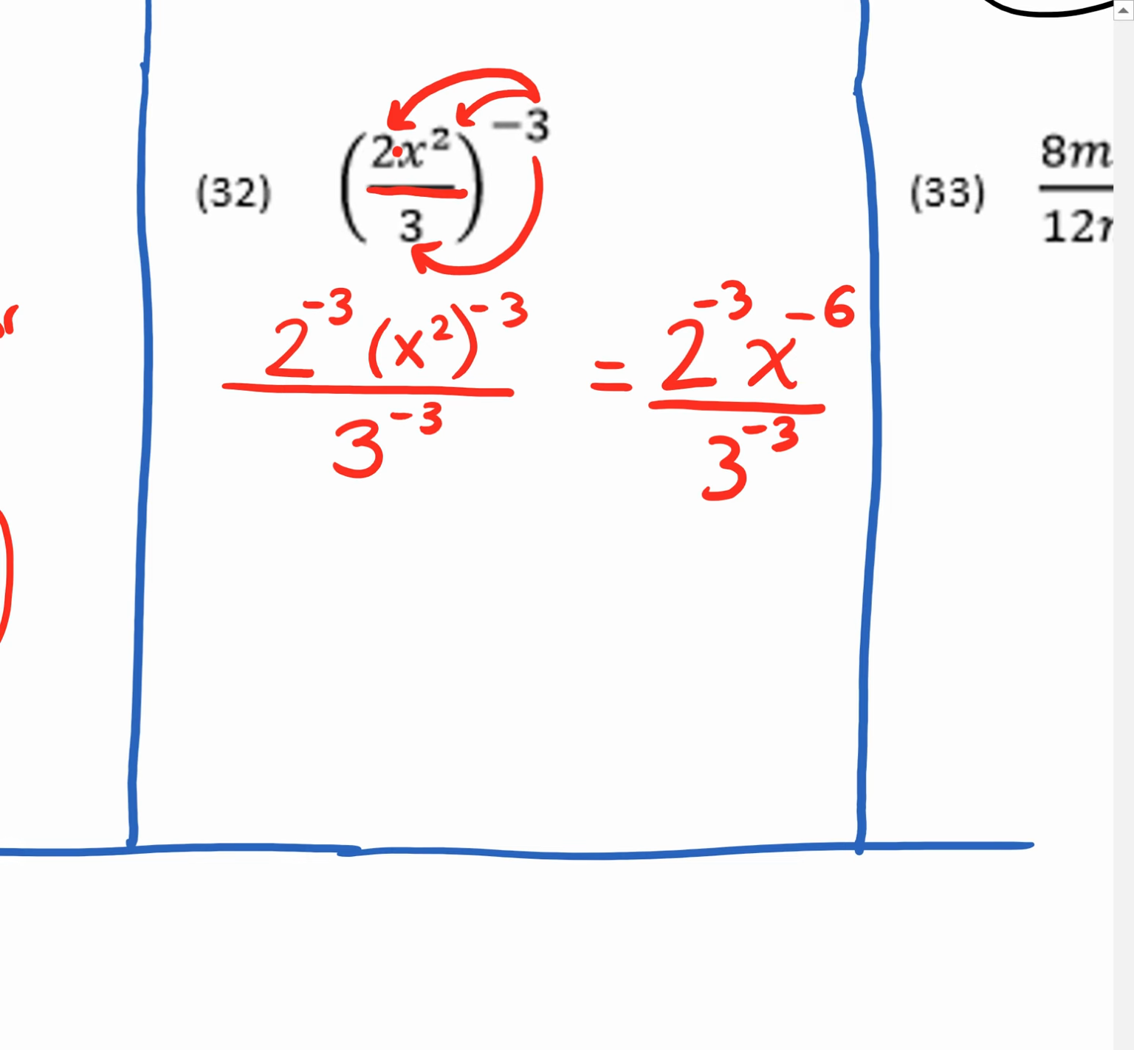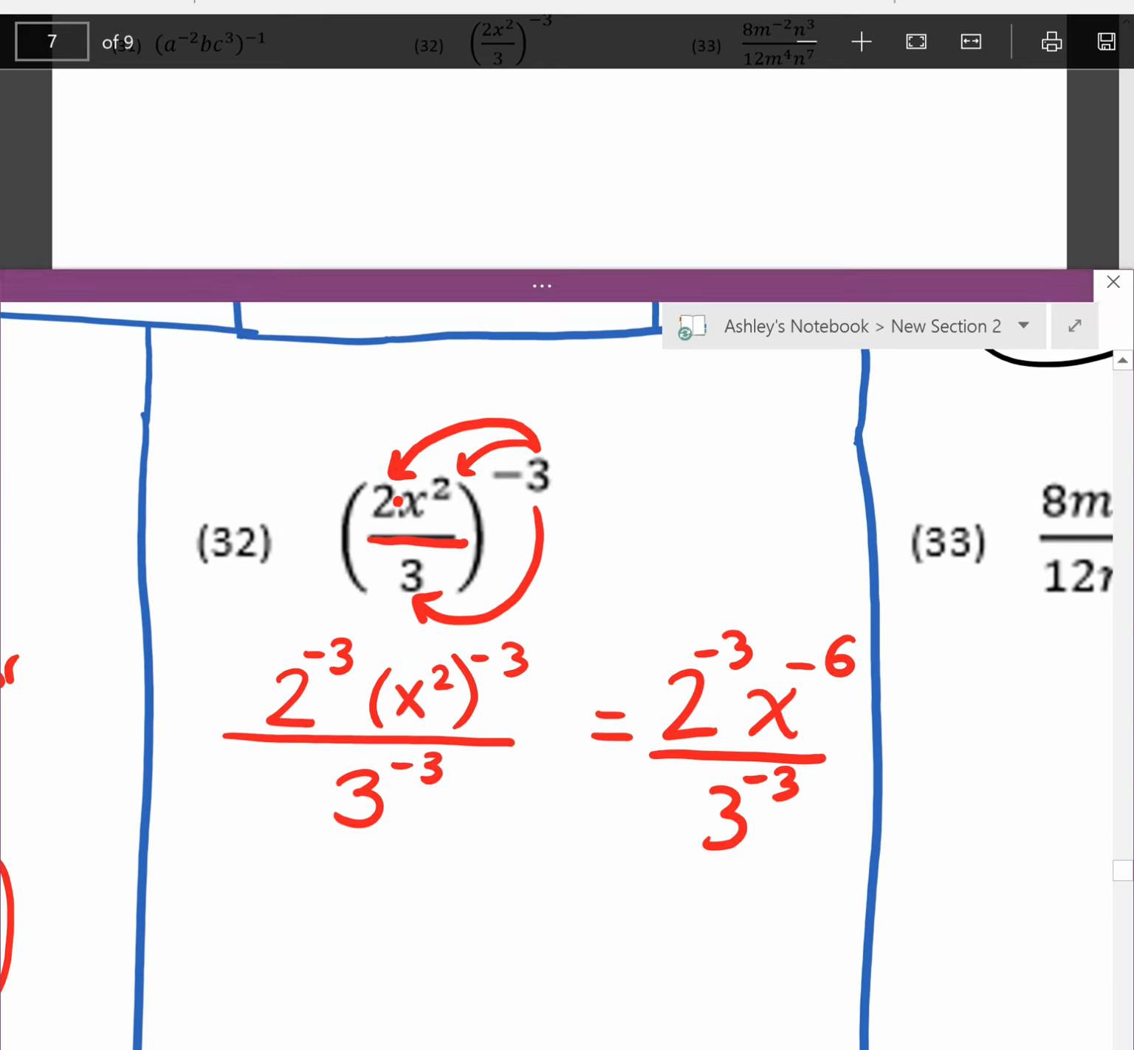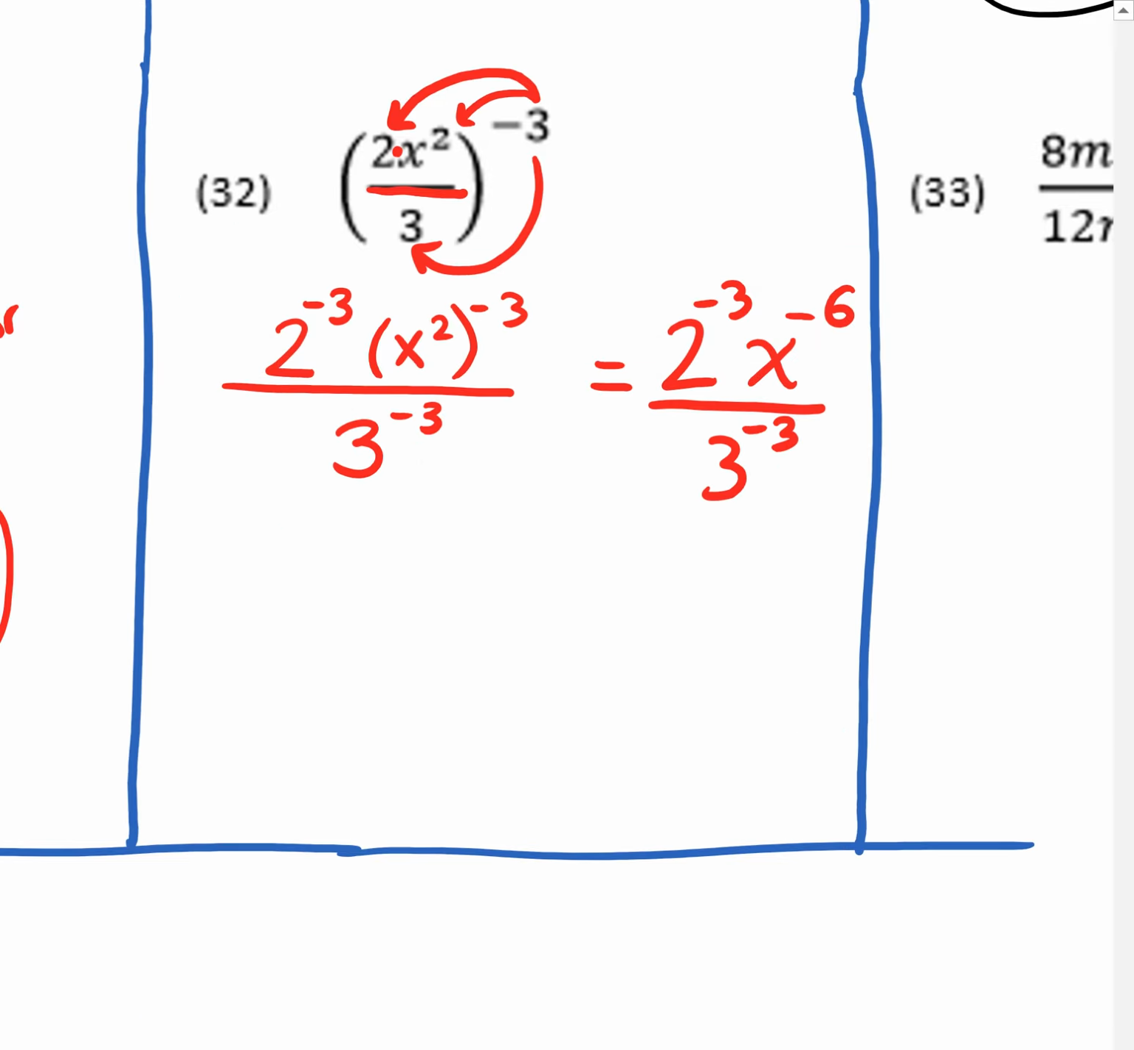And now that I look at this, I notice everything has a negative power. So that means that everything needs to move to the opposite side of the fraction. The 2 that's in the numerator has to go downstairs, the 3 in the denominator has to go upstairs, and the x that's in the numerator has to go downstairs. So it's pretty much like you're flipping the fraction upside down, and you're changing everybody to positive powers. So we get 3 to the 3rd on the top, and then 2 to the 3rd on the bottom, and x to the 6th on the bottom.